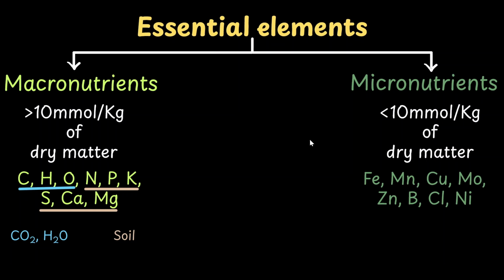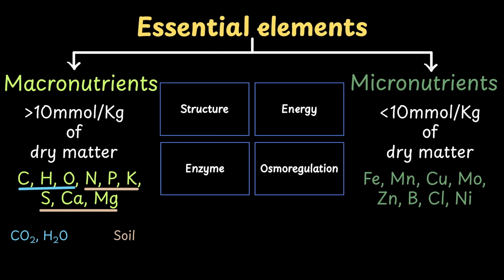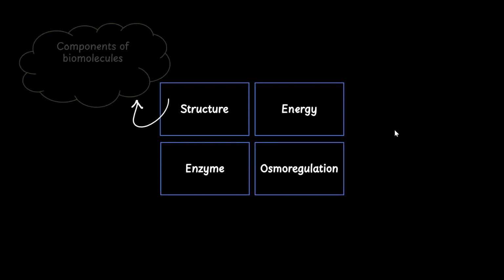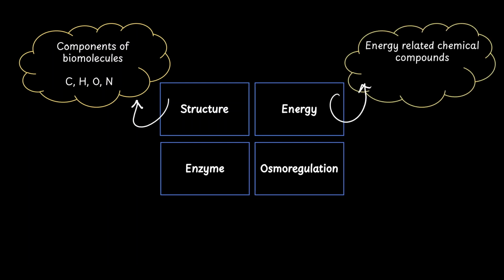The essential elements can also be categorized based upon their function. Elements help plants in their structure, to produce energy, in enzymatic reactions, and for osmoregulation. Some essential elements are components of the biomolecular structure or they are part of the cell. Examples for this are carbon, hydrogen, oxygen, and nitrogen. A few others are essential components of energy related chemical reactions as well as chemical compounds in the plant. For example, magnesium is part of your chlorophyll molecule and phosphorus is part of ATP molecule, the energy currency of the cell.